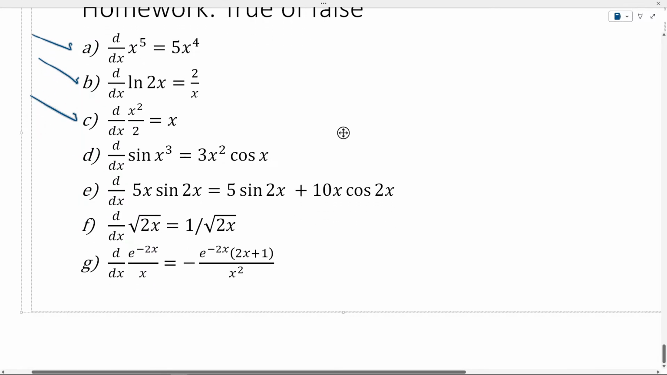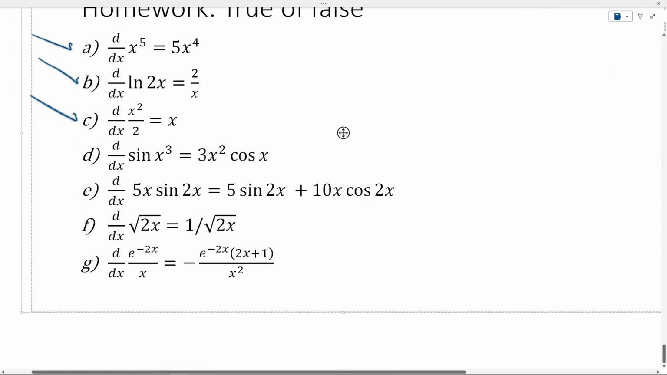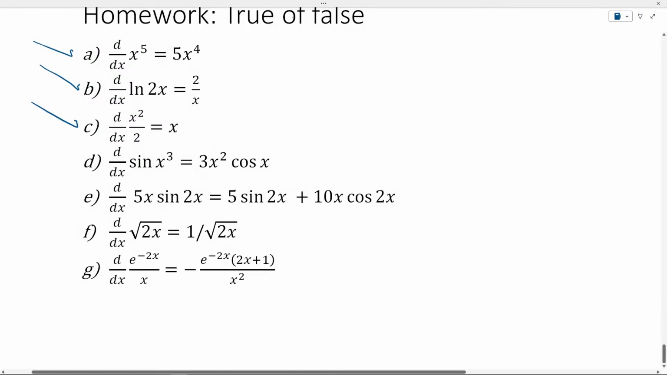Same here. In this tutorial, we did so many of these. So this one is similar to this one here. You need to use the chain rule or just solve it by experience. Here, similarly, you need to use the product rule and the chain rule. We did one of these in the tutorial.